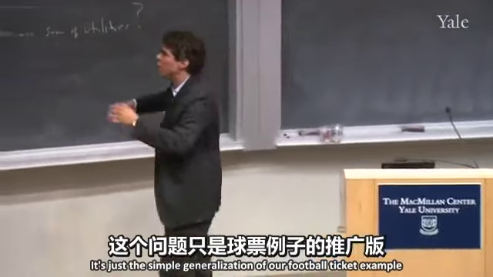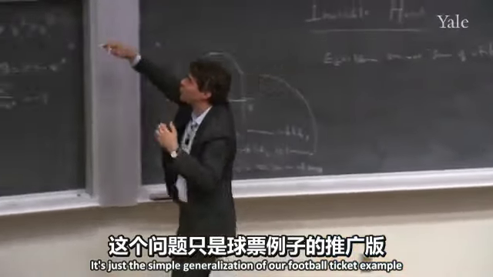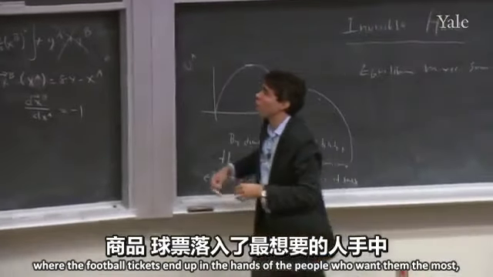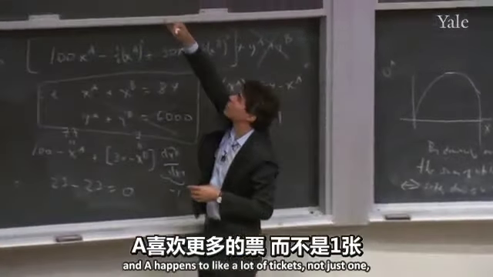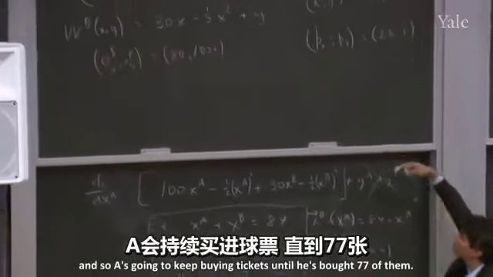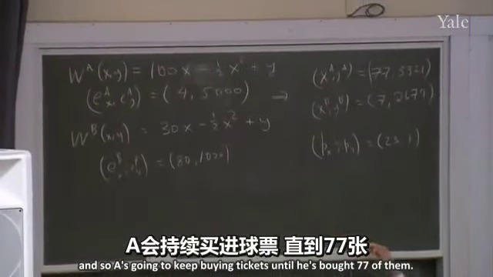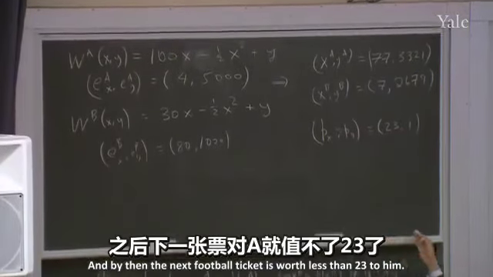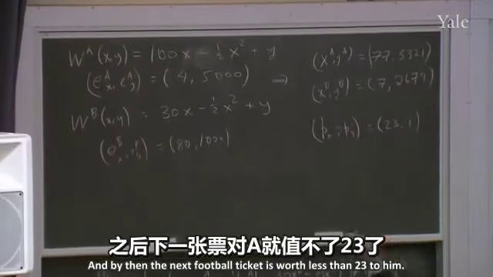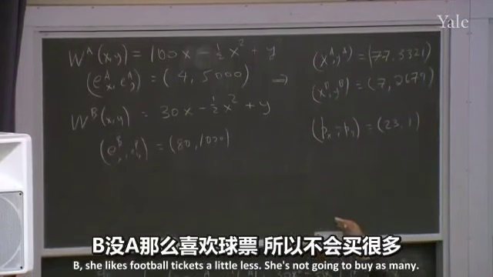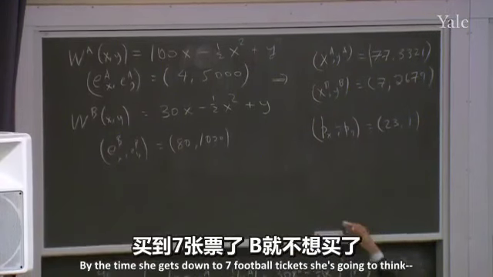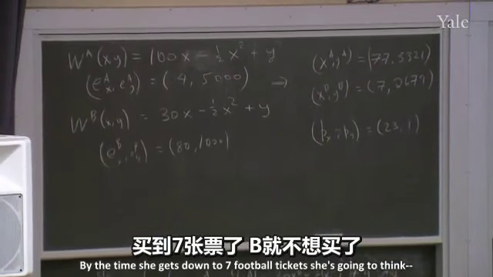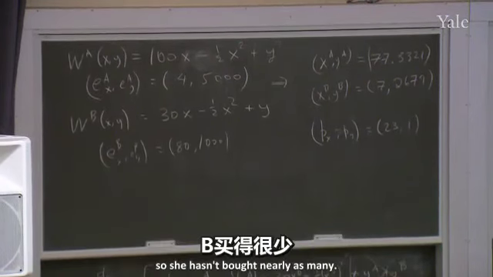Okay, it's just the simple generalization of our football ticket example, where the football tickets end up in the hands of the people who want them the most. And A happens to like a lot of tickets, not just one. And so A is going to keep buying tickets until he's bought 77 of them. And by then, the next football ticket's worth less than 23 to him. B, she likes football tickets a little less. She's not going to buy as many. By the time she gets down to 7 football tickets, she's going to think, so she hasn't bought nearly as many.